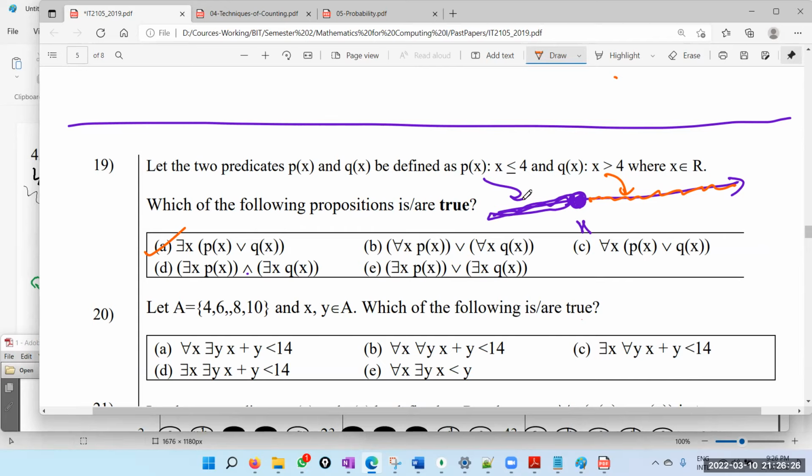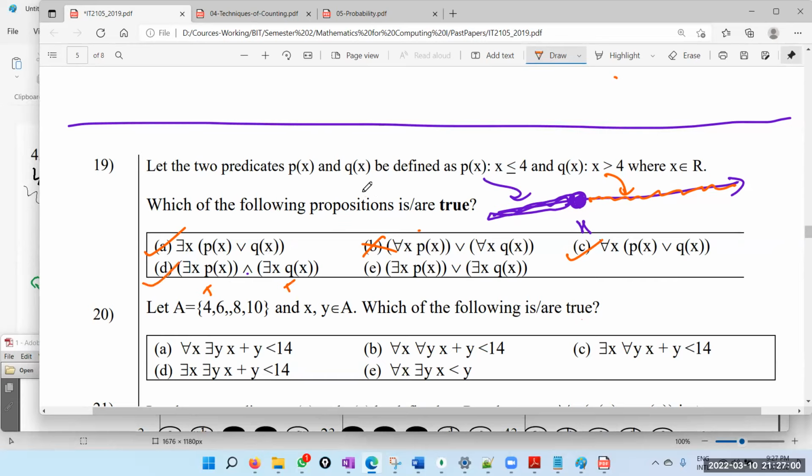Some of the x are p(x). If it is less than or equal to 4, only then p(x). So this is false, and this is also false. Not all x are q(x) either, only if it is greater than 4. So therefore, false or false is false. All x are p(x) or q(x). Obviously, yes. All the real numbers are either this one or that one. Correct. Exists x p(x). Of course, yes. There are so many p(x)'s, and there are so many q(x)'s. So this is true and this is true. True and true is true.